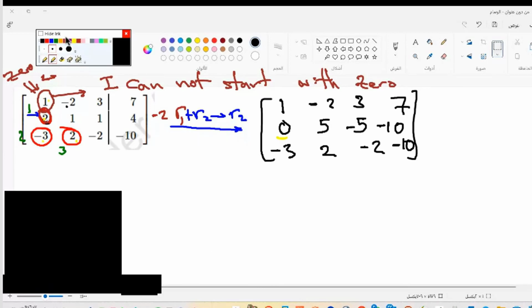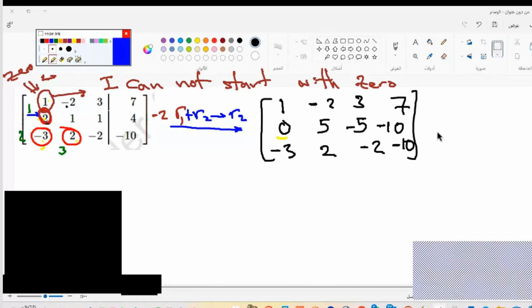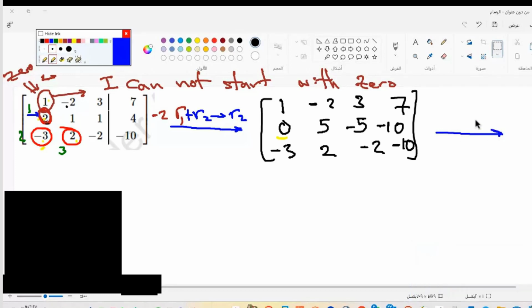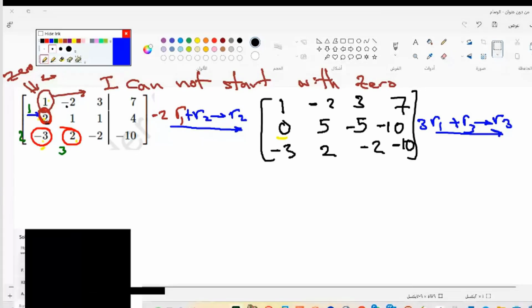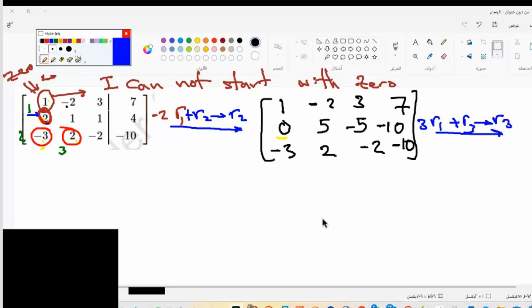Okay, now this is done. I want to change this. How can I change this? If I multiply 1 with minus 3... Usually you are focused on the 1, you are working with the 1. Thank you so much. I'm working with R3, I change it with R3 plus 3 R1. I guess you got the idea. Let's keep this below and solve together.